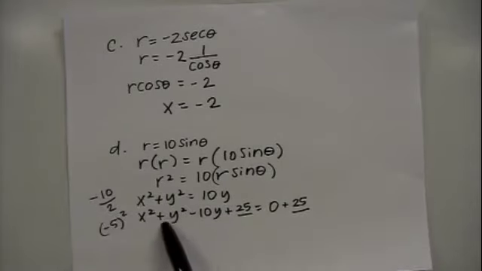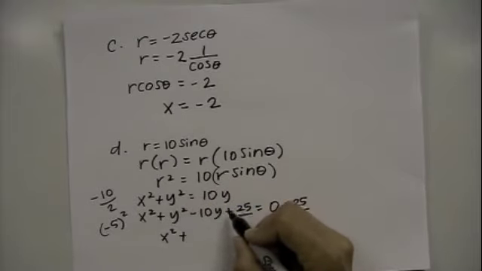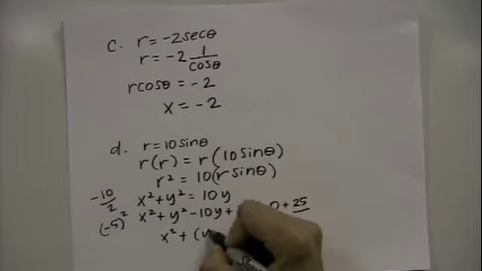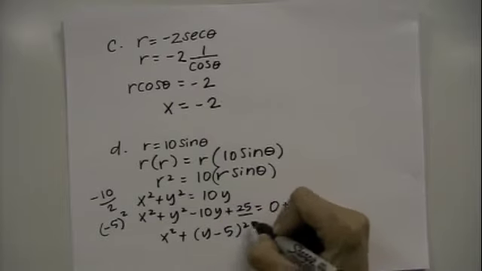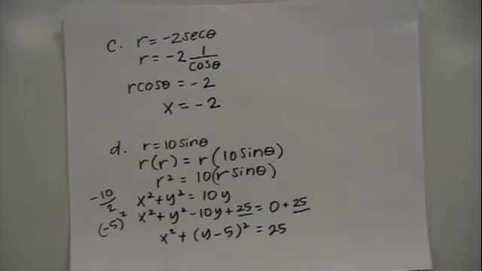Next, we drop down the x squared, and we take y squared minus 10y plus 25 and rewrite it as y minus 5 quantity squared equals 25. And this is definitely what most multiple choice tests would have as the answer, because that represents a circle with center at 0, 5, and radius of 5.